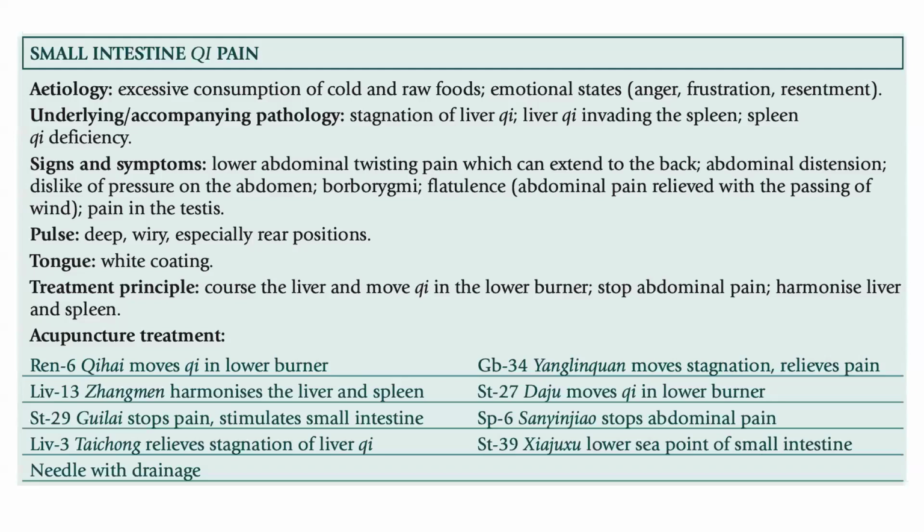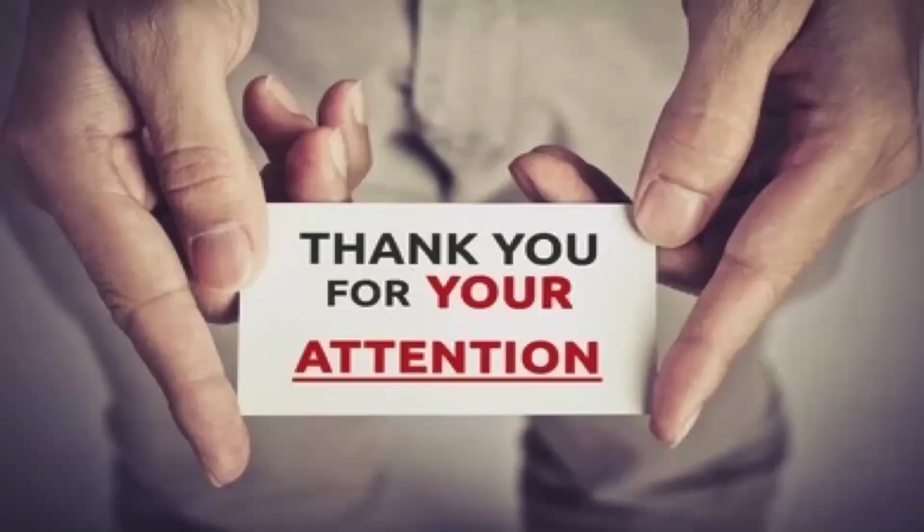Liver 3 relieves stagnation of liver qi. Gallbladder 34 moves stagnation, relieves pain. Stomach 27 moves qi in lower burner. Spleen 6 stops abdominal pain. Stomach 39, lower He-sea point of small intestine. Needling with drainage. Thank you for your attention.